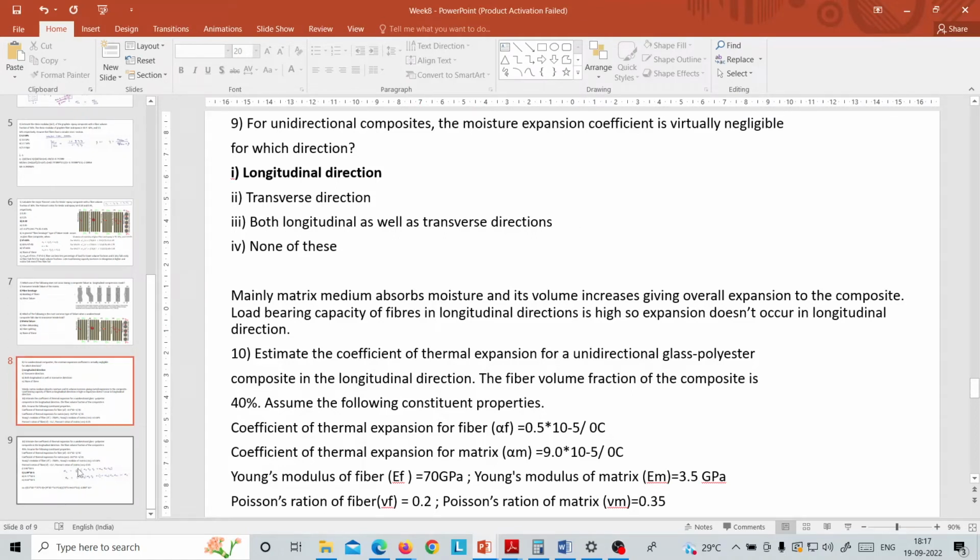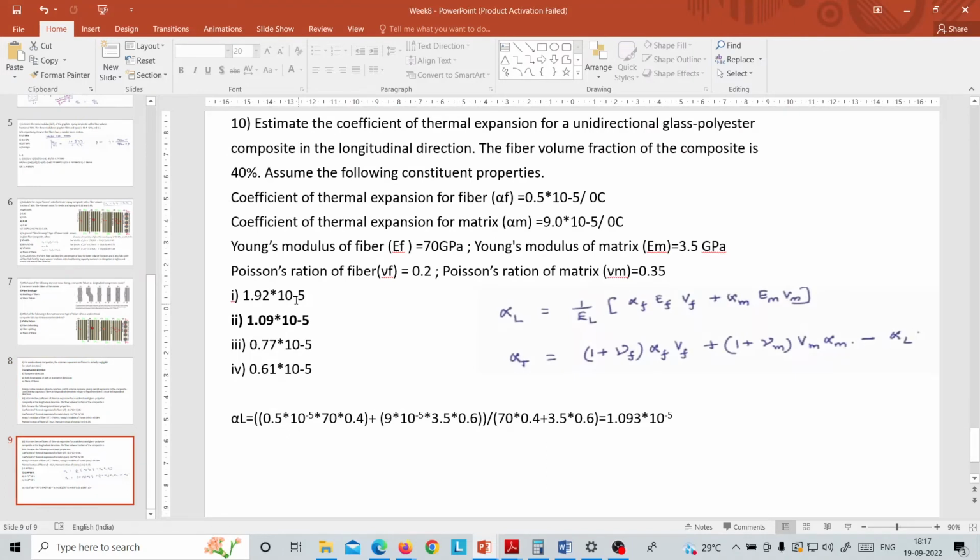Now in the 10th question, they've asked us to estimate the coefficient of thermal expansion. This is the simple formula which is used for estimating the coefficient of thermal expansion along the longitudinal direction and transverse direction in the case of composites.